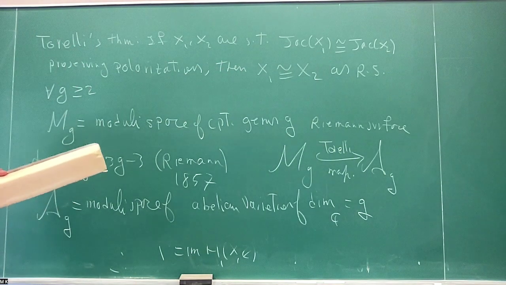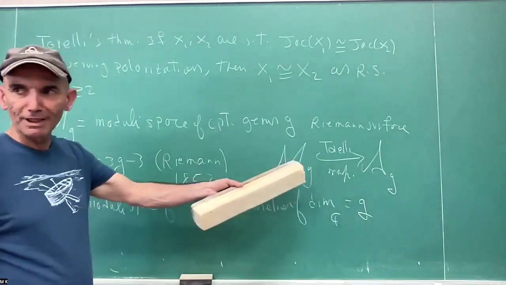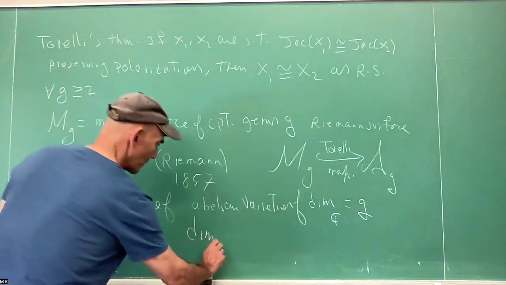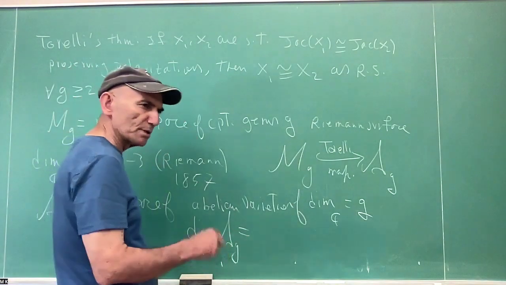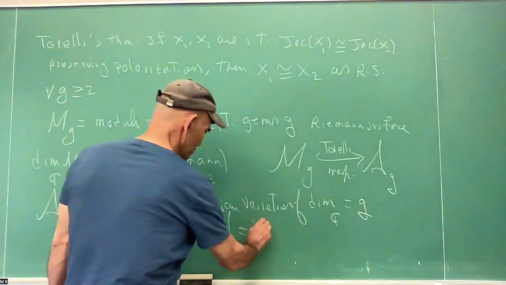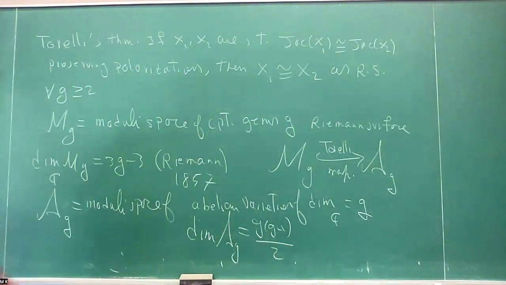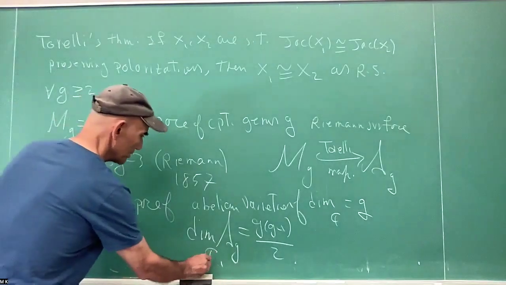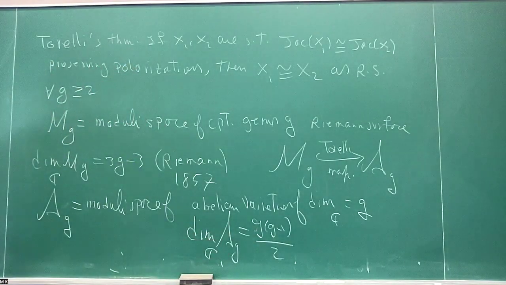Now, the dimension of Ag is also known. It's much bigger than this. The dimension of that moduli space is, I believe, g times (g minus 1) divided by 2. It grows quadratically in g, so it goes much faster than this one. This grows linearly in g, but this grows quadratically in g. I believe this is correct, but I may be off by a factor of 2 or 4 or something.